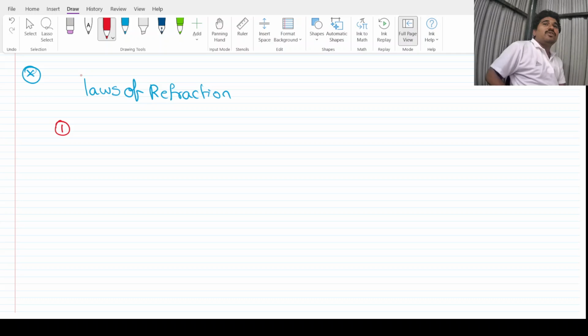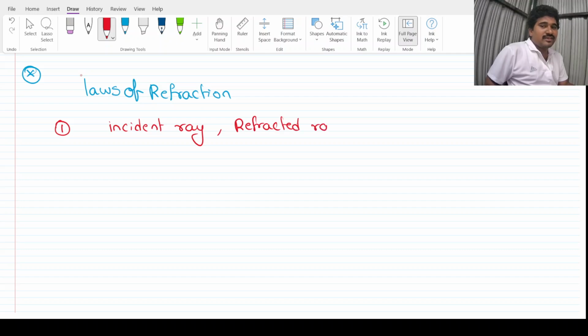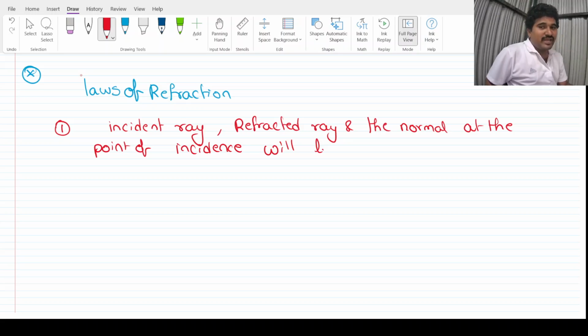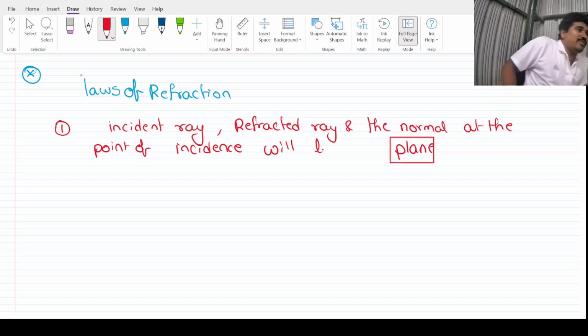There are two laws. First law: the incident ray, the refracted ray, and the normal at the point of incidence will lie on the same plane. Same plane. Keep this in mind.